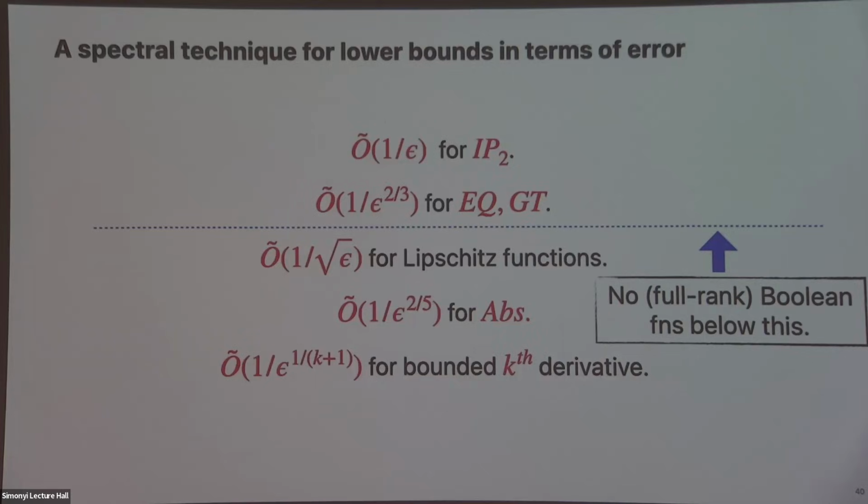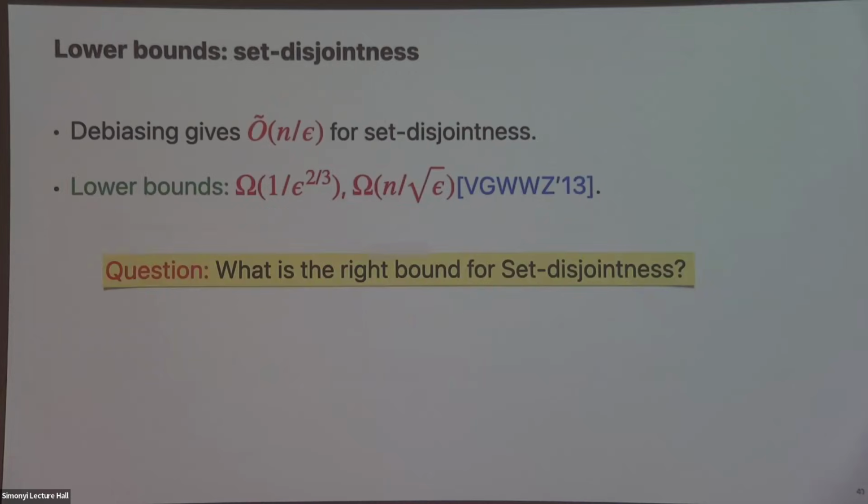No non-degenerate Boolean functions which have communication complexity less than 1 over epsilon to the 2/3. Okay. And I should point out that I'm saying that we have tight bounds for nearly everything. The one thing we don't have tight bounds for, of course, is set disjointness.